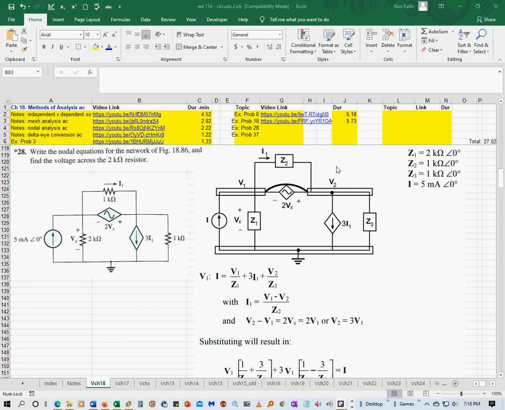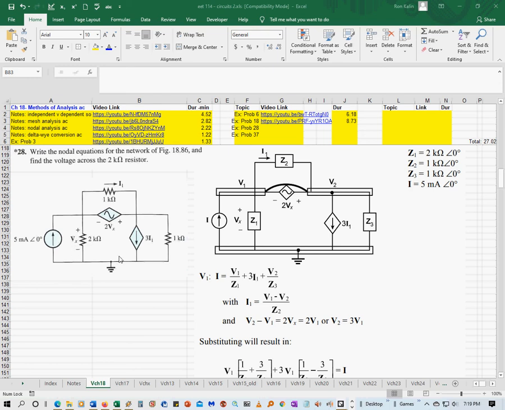ET 114, Chapter 18, example problem 28. It's another nodal equations problem with a couple of dependent sources. It says write the nodal equations for this network and find the voltage across the 2K resistor, which is going to be Vx.